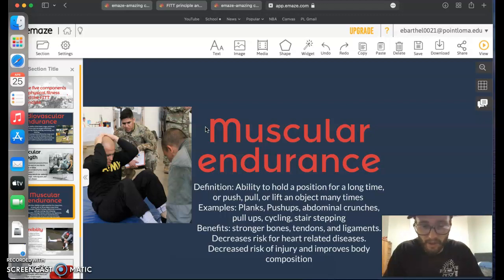And the benefits would be stronger bones, tendons, and ligaments as well, decreases the risk for heart-related diseases, decreases risk of injury, and improves body composition.